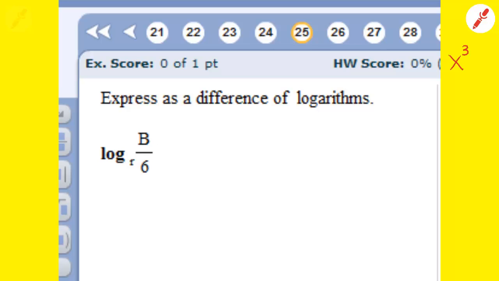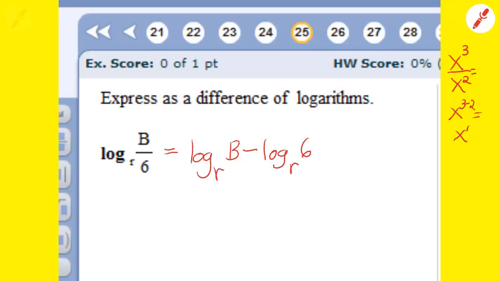Okay, remember the property of exponents. When you divide like bases, you subtract the exponents. So this would give you x to the 3 minus 2, which would be x to the 1. Okay, well that's precisely what we're going to do here. I have log base r of b over 6. That means I'm going to have log base r of b minus log base r of 6.